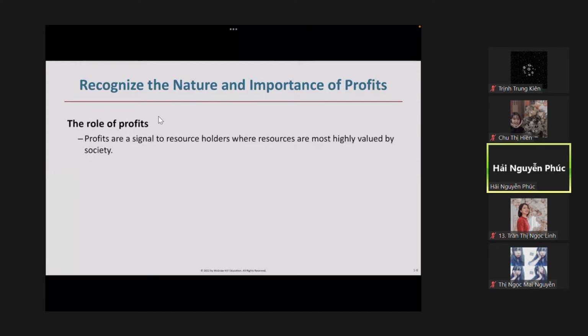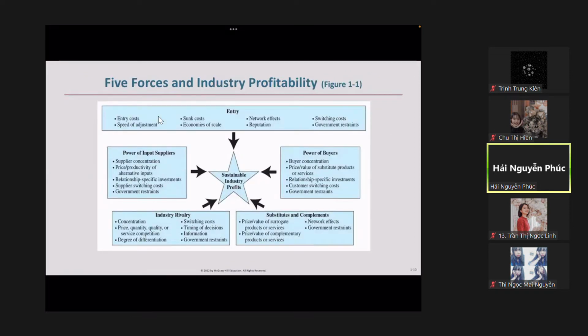Then we discuss the role of profit and prices as a signal to allocate resources throughout the economy. And finally, we introduce the so-called five forces framework to discuss the factors that affect the profitability of an industry, namely the entry, the power of suppliers, the power of buyers, the rivalry, and substitutes and complements. Okay, now let's move on.